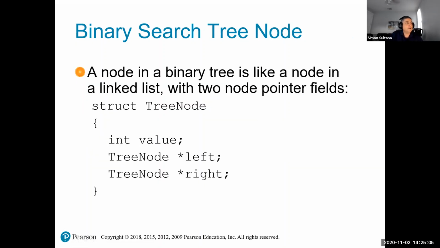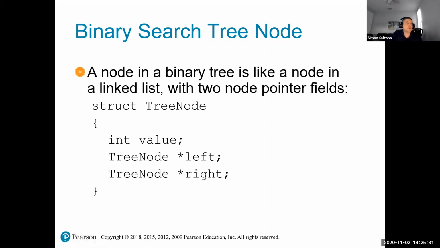So think of a node in a binary tree just like the node with a linked list. This should look kind of familiar, except the only difference is we have two node pointer fields here. We have a left and a right pointer. There's the value itself, which in this case is an integer in this struct, and then we have left and right nodes, which point to the left and right children.